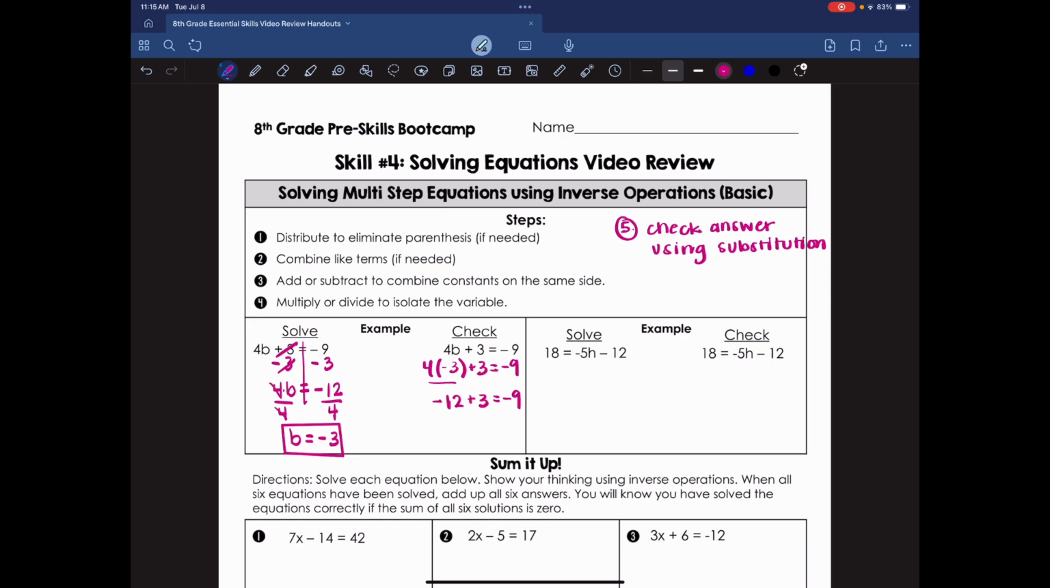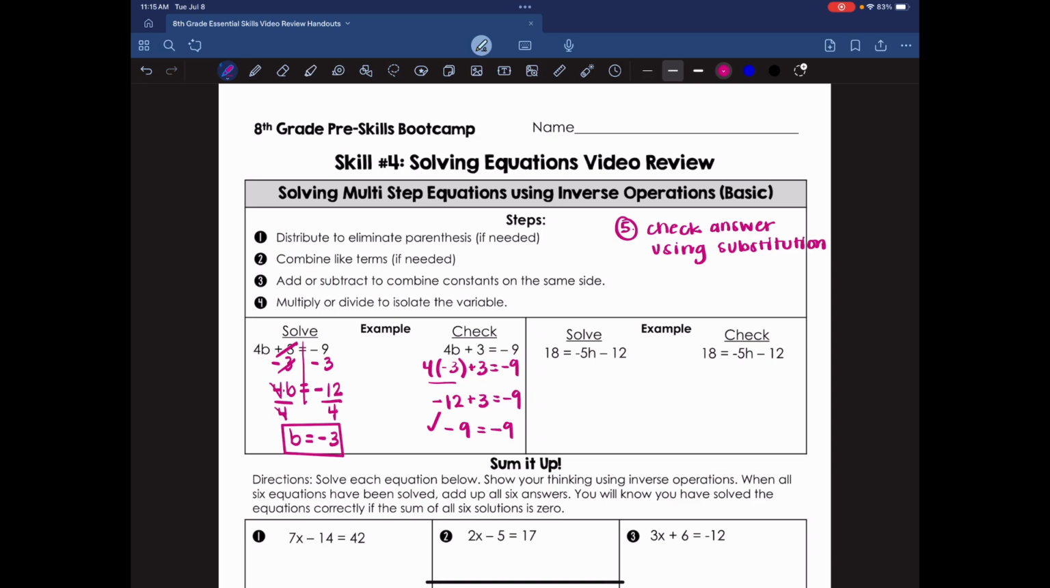And if I'm adding two numbers that have different signs, I'm going to subtract them and keep the sign of the number with the larger absolute value. So 12 minus 3 is 9. And since 12 has the larger absolute value, my answer is negative. And we've just proven that we have the correct answer. So negative 3 is the answer to the equation 4 times b plus 3 equals negative 9.